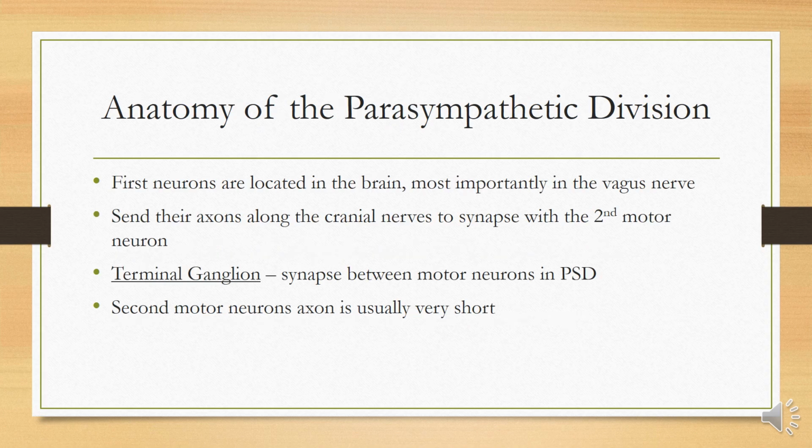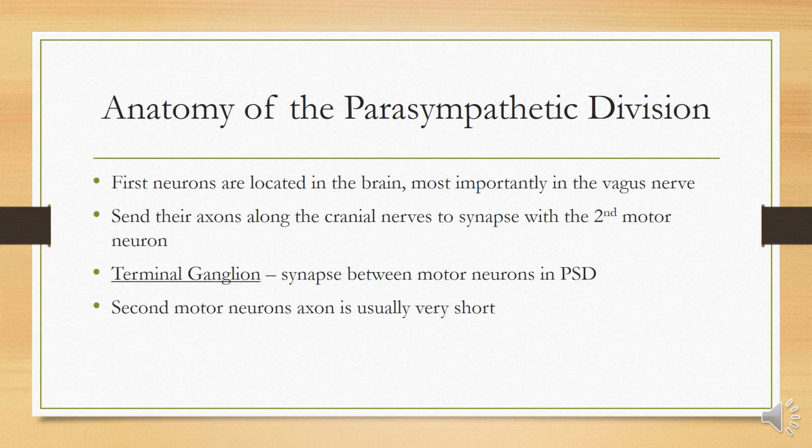Anatomy of your parasympathetic, your rest and digest. First, your neurons are located in the brain. Most importantly, most of them are located in the vagus nerve. These send axons along the cranial nerves to synapse with the second motor neuron. These ones are more worried about affecting organs.